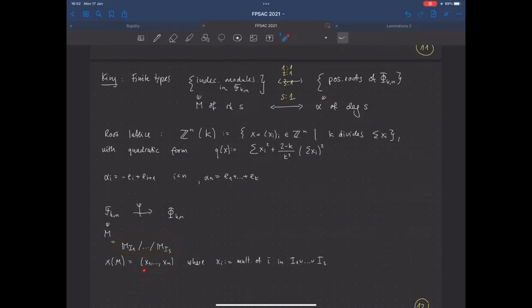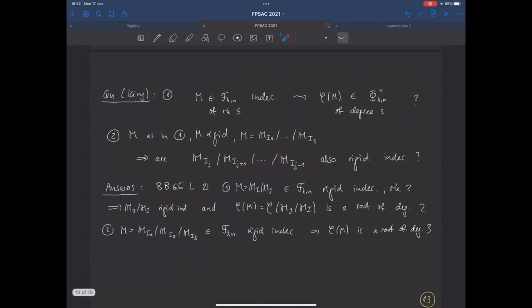And that gives me a vector in Z^n. And in fact, it's in this sublattice. And in the finite cases, they are all roots for that root system. So you have a quadratic form, then you check that they all evaluate to at most 2, and exactly 2 in the finite cases. So they're all real roots.